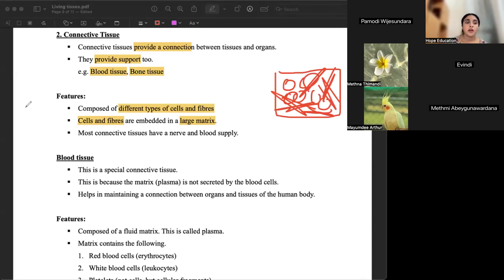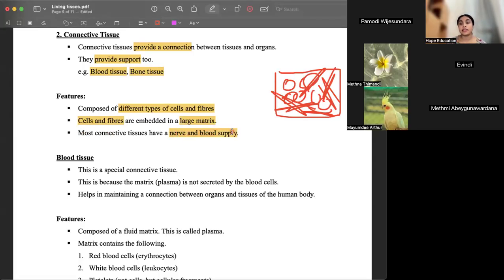Most connective tissues have a nerve and blood supply. This is important because epithelial tissues, if you remember, make a good point for an MCQ. Epithelial tissues have a nerve supply but no blood supply. But if you come to connective tissues, there is a nerve supply and there is also a blood supply. So that's a good point.